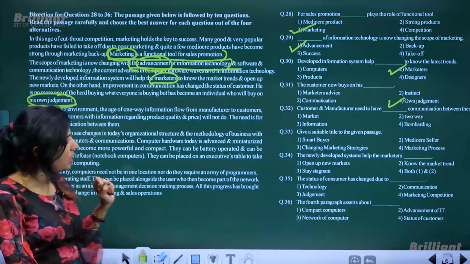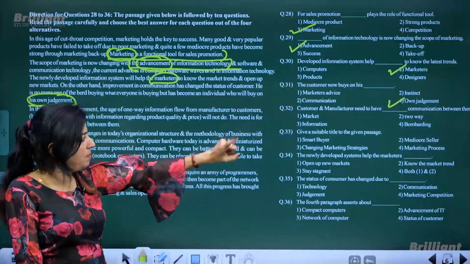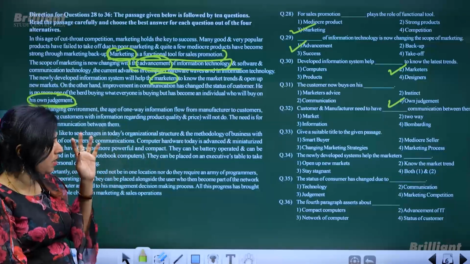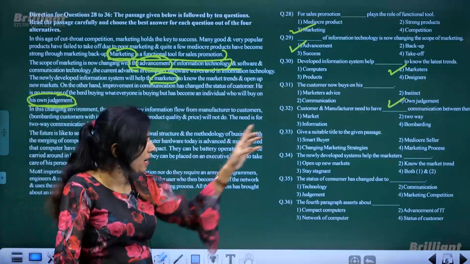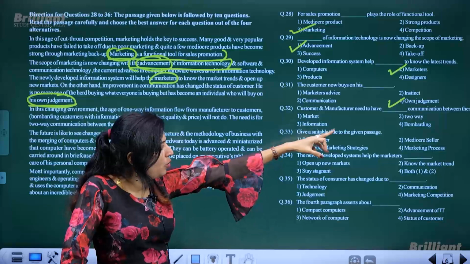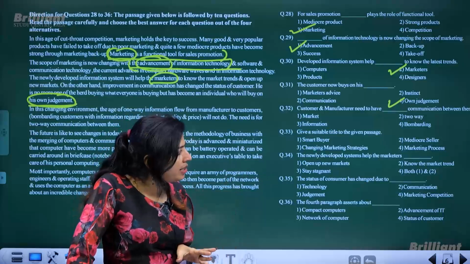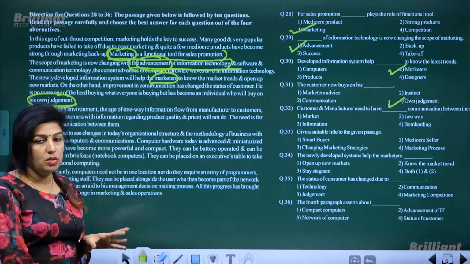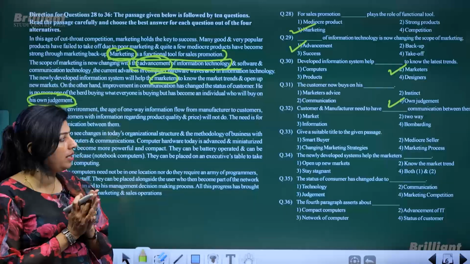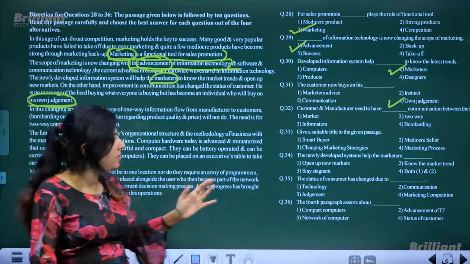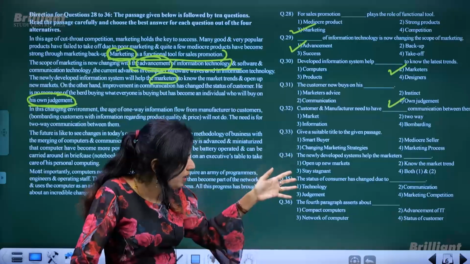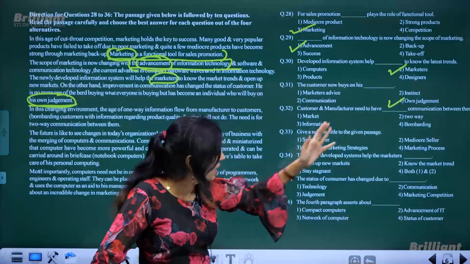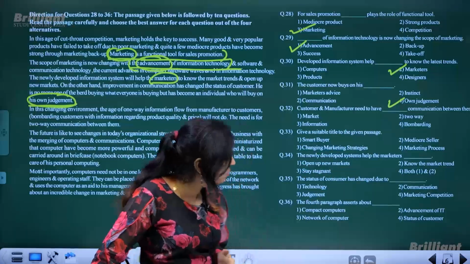Okay. Then next question, 32 question. Customer and manufacturer need to have dash communication between them. So what type of communication should they have between them? Is it market communication? There is no word like that. Two-way or information communication or bombarding communication?